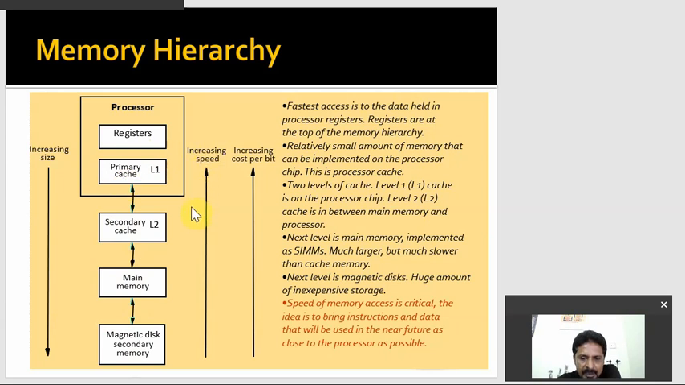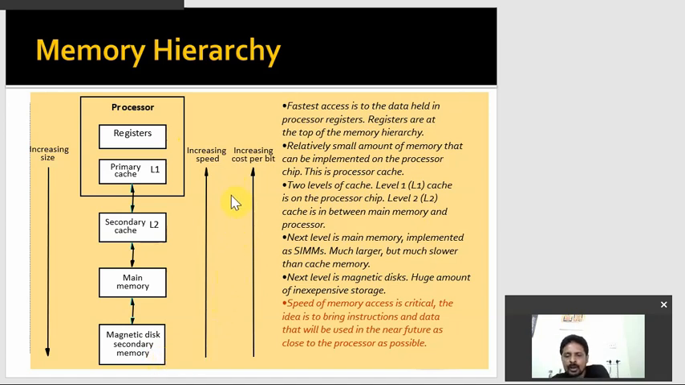Coming to speed, it increases from secondary storage device to register. The lowest speed belongs to secondary memory, next lowest is main memory, next cache, next primary cache L1, after that the register. That means the registers have the highest speed, and the magnetic disk or secondary memory has the lowest speed.